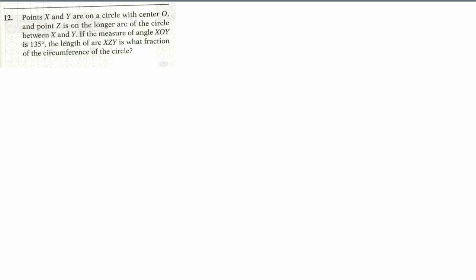Points x and y are on a circle with center O. We have this, O, x, and y. And z is on the longer arc, so since we have this point and this point, we have the short arc, and we have the longer arc. So z will be somewhere over here, perhaps.